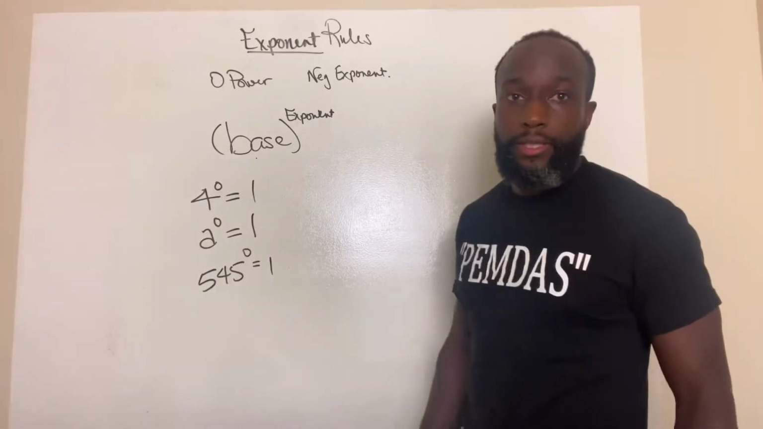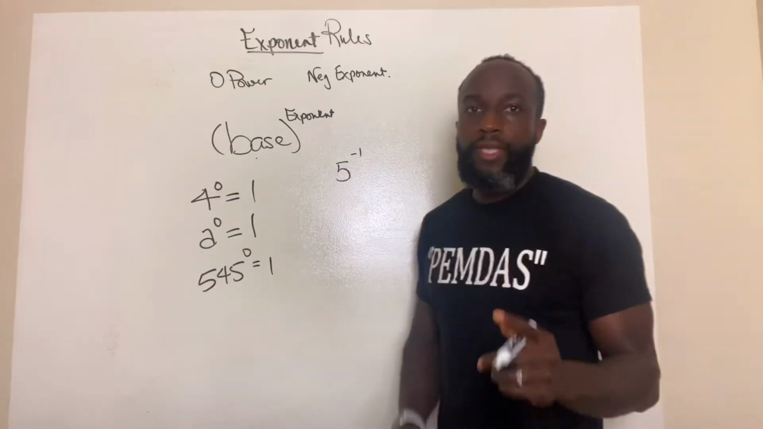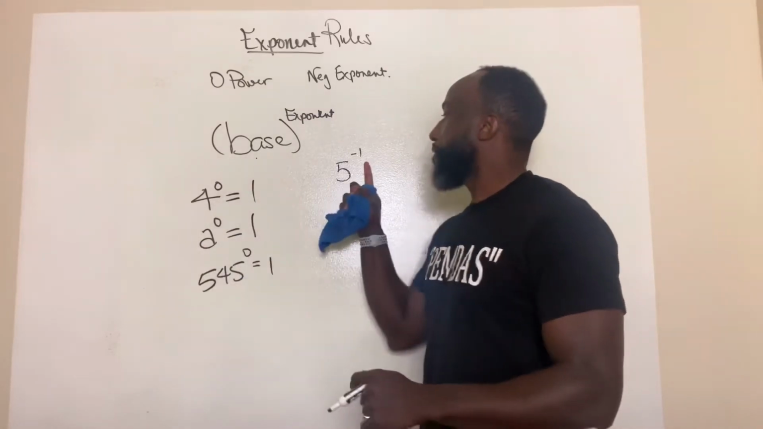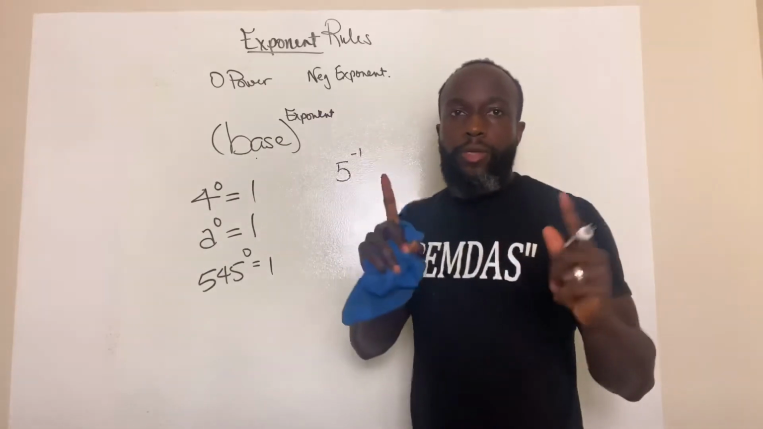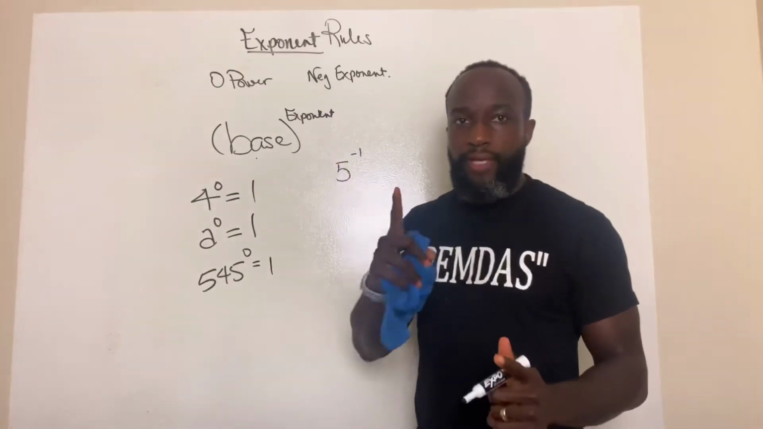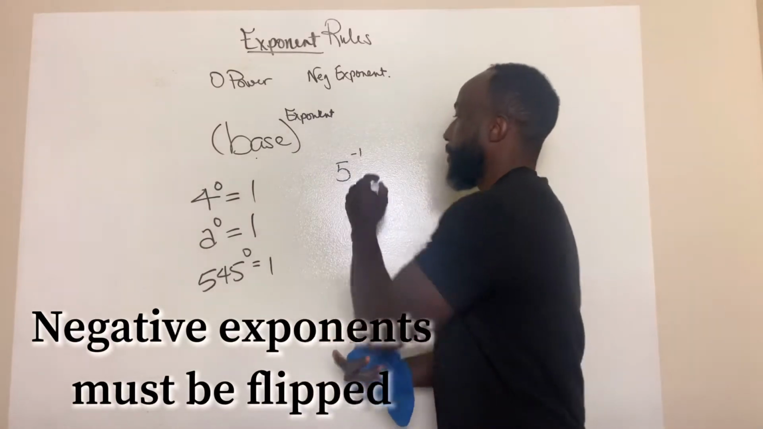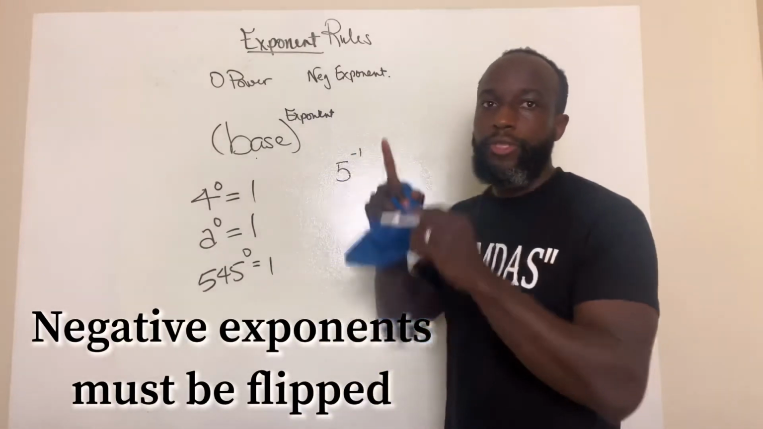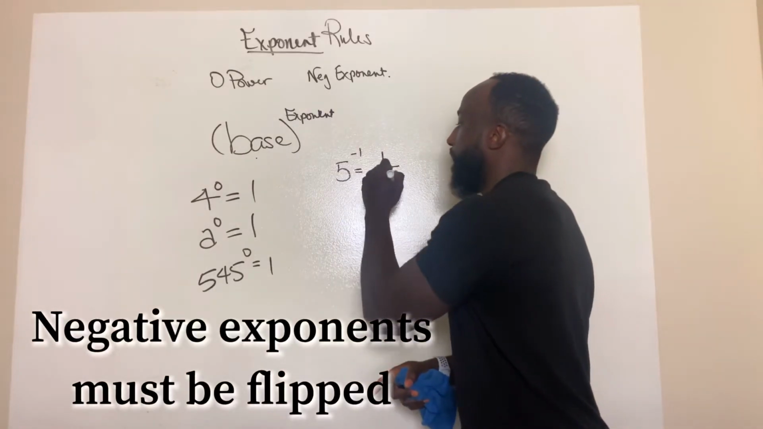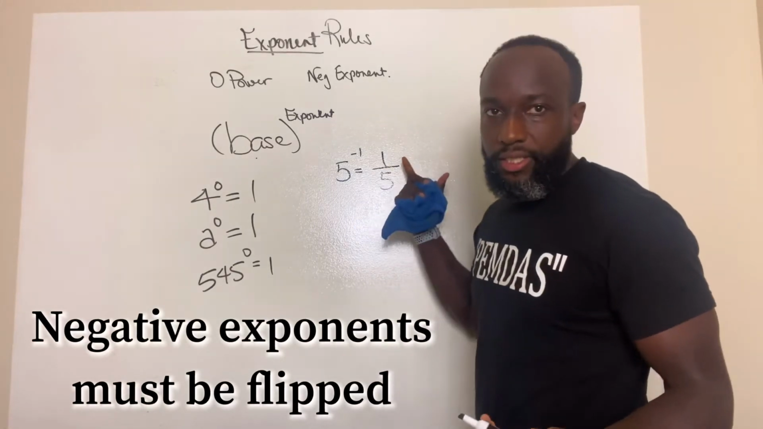Now, negative exponents. If I had, say, 5 to the negative 1 power, when I simplify a negative exponent, the goal is to get rid of the negative sign. So in order to get rid of the negative sign, the whole base and exponent has to go to the denominator, or they have to flip. They become a reciprocal of each other. So 5 to the negative 1 power is going to be 1 over 5. I can just leave it 1 over 5 because the exponent 1 is understood.